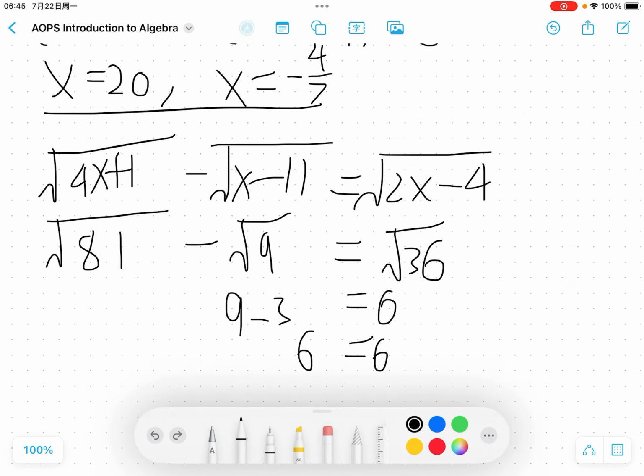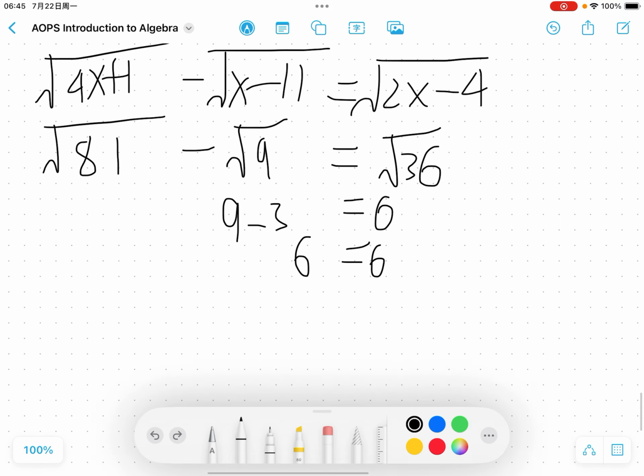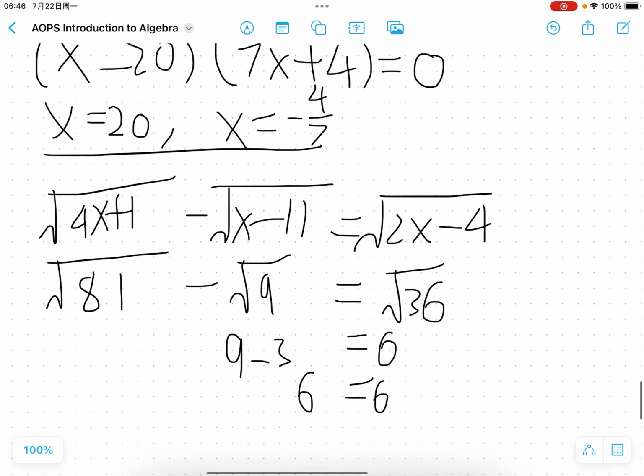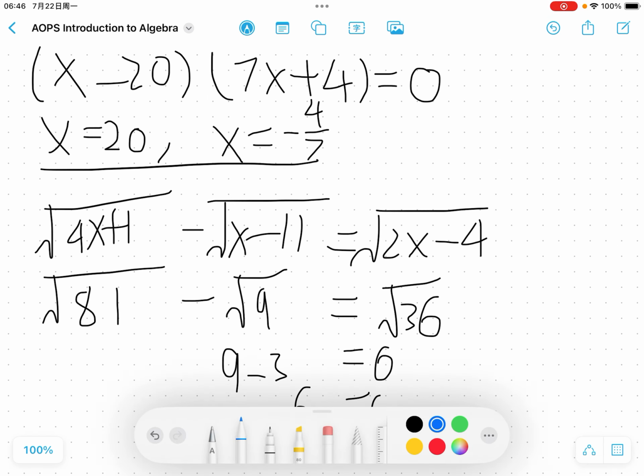Now let's try out negative 4 over 7. If we plug negative 4 over 7 in, we have negative 16 over 7 plus 1. However, clearly this value is less than 0. But this is impossible for a real number square root. You can't have a number inside be less than 0. So x equals negative 4 over 7 doesn't work. So our final answer is x equals 20.